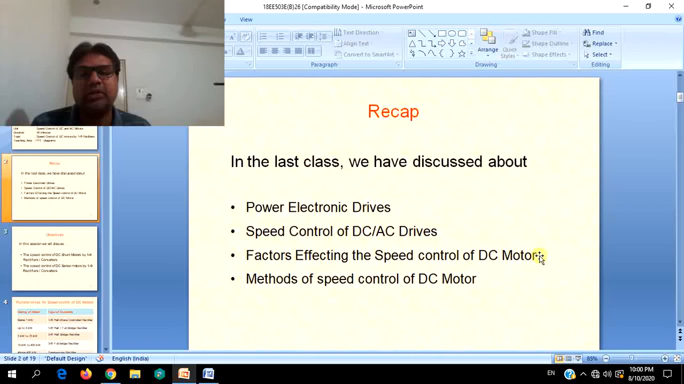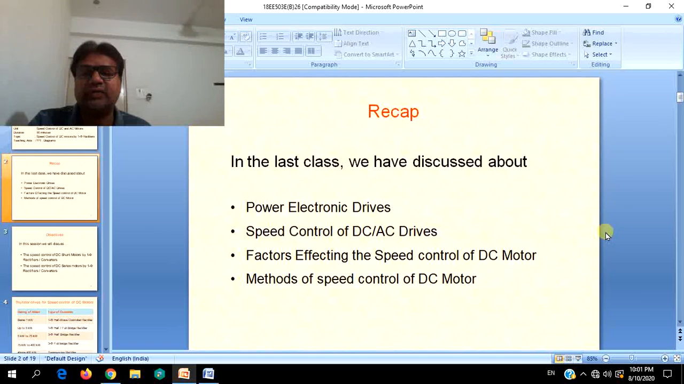N is proportional to EB by phi, N is proportional to V minus IaRa, that is EB by phi, and depending on those parameters only, various speed control methods of DC motors are categorized. Methods of speed control of DC motors, again, are supply voltage control, armature control and field control. These things we have discussed in the previous session, and in this session we will extend the concept of power electronic drives to achieve the speed control of DC motors.